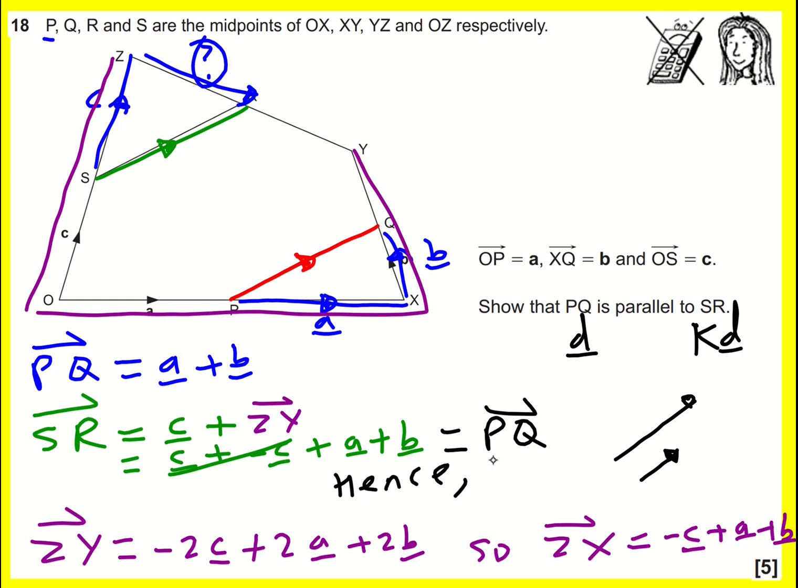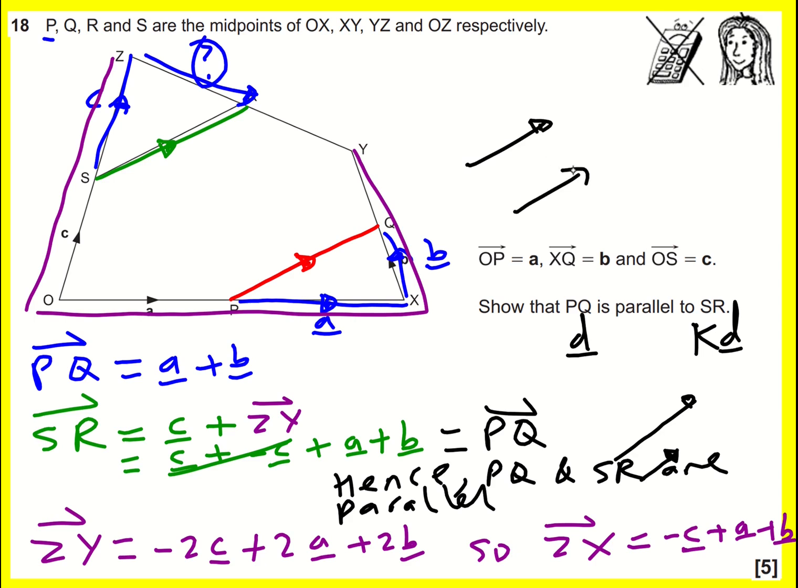Hence, PQ and SR are parallel. Because actually they are exactly the same vector, they're just somewhere else on the page, but they're going the same direction. It must be parallel.